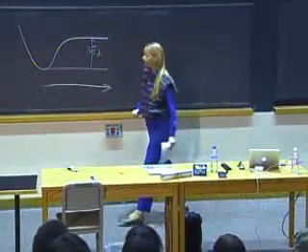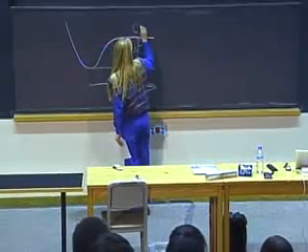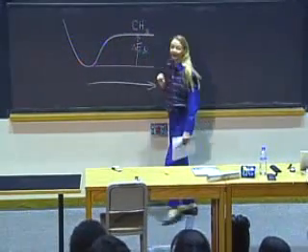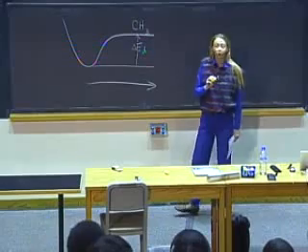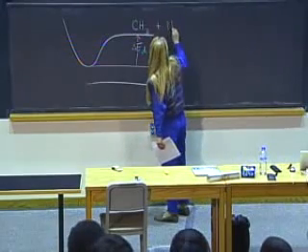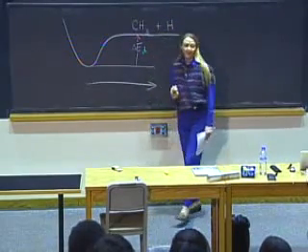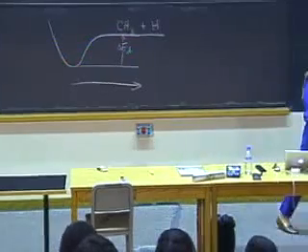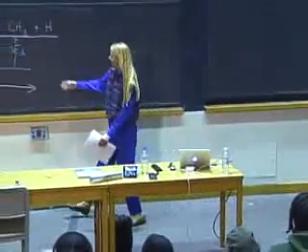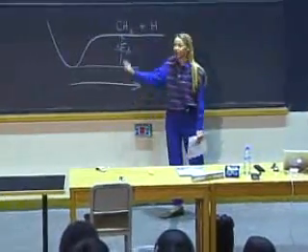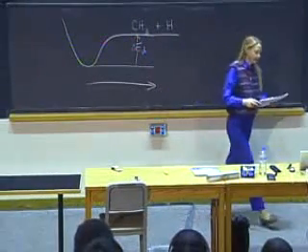And let me consider the separated atom limit now to be a separated methyl group and a hydrogen atom, because I want to talk about the CH bond. Okay? So this is the bond dissociation energy for CH in methane.